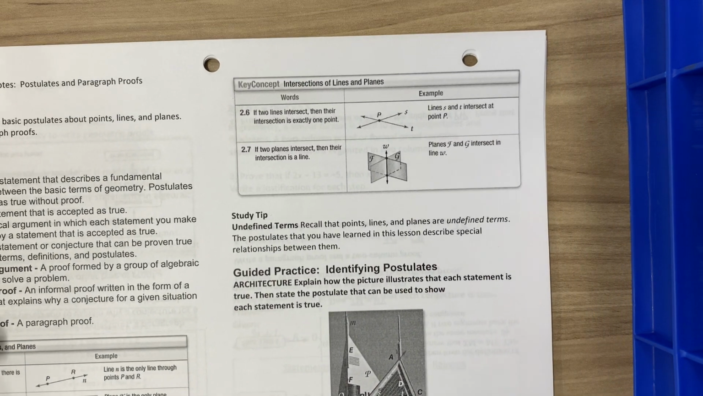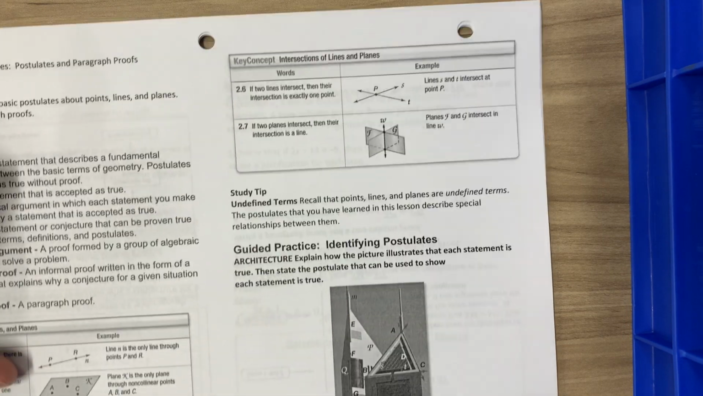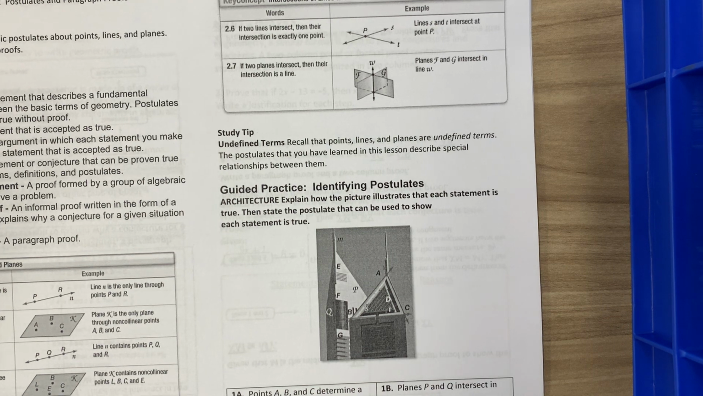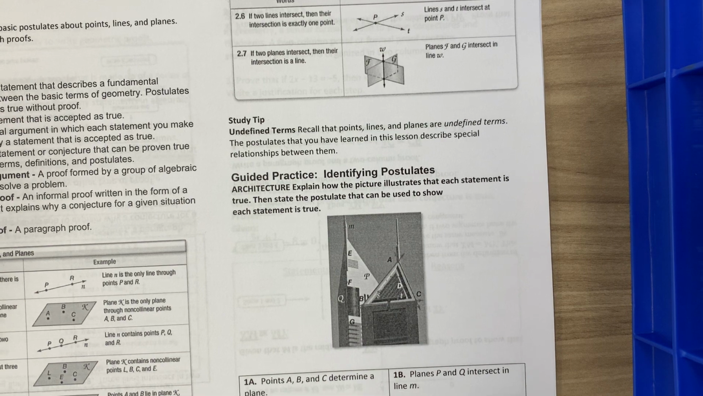And then up here, 2.6 is if 2 lines intersect, then their intersection is exactly 1 point. So lines S and T intersect at point P. And if 2 planes intersect, then their intersection is a line. So planes F and G intersect in line W. Little study tip, recall that points, lines, and planes are undefined terms. The postulates that you have learned in this lesson describe special relationships between them.